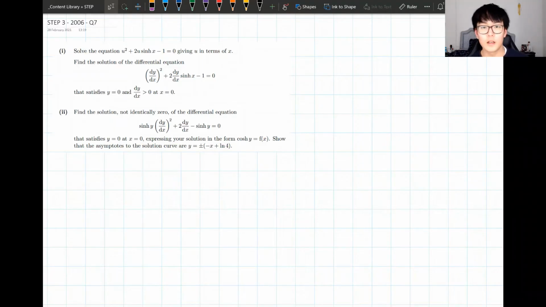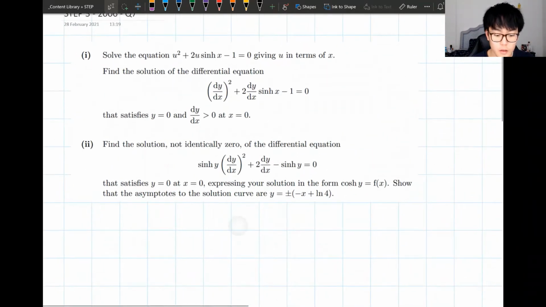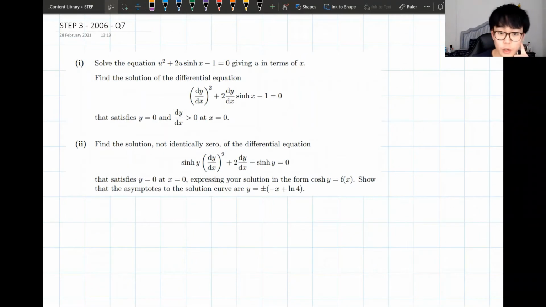Hello. Today we'll be looking at STEP 3, 2006, question 7. Okay, so right, let's get started. So firstly, we need to solve the equation, this quadratic involving hyperbolic function. So it's not too bad.